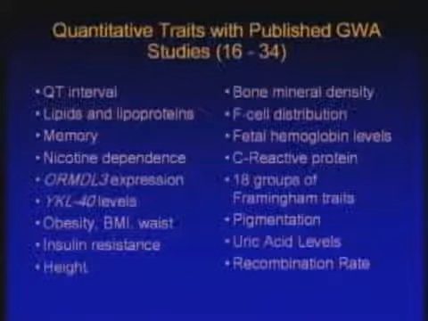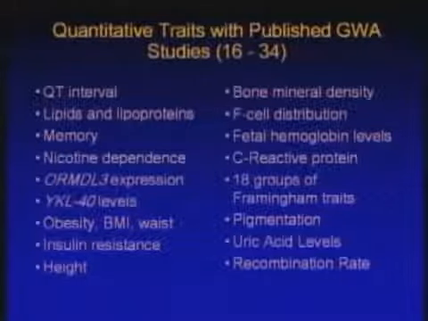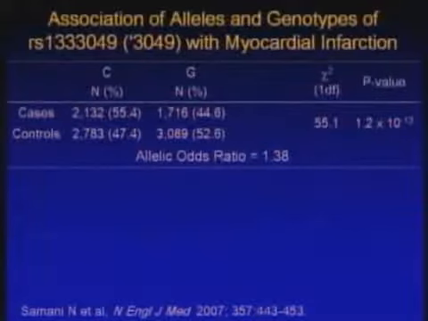The quantitative traits that to date have had published genome-wide studies. Actually, yesterday there was another one in protein levels, but for the time being, there are these that we can list. The Framingham study, as I mentioned, had these 18 groups of traits, many of which were quantitative, and I never quite know how to count them. Is it 16 or is it 34? But at least it's around 20-ish.